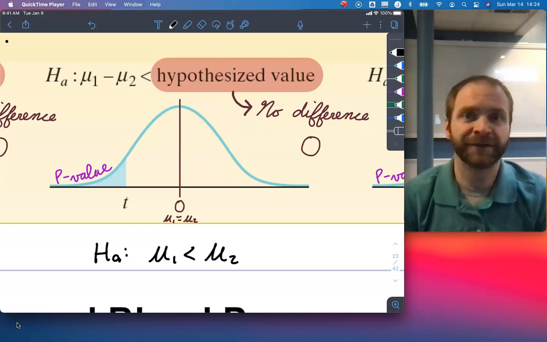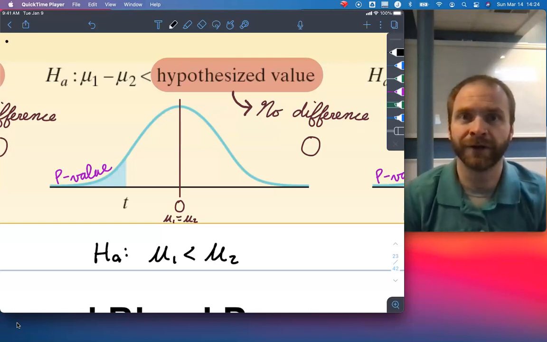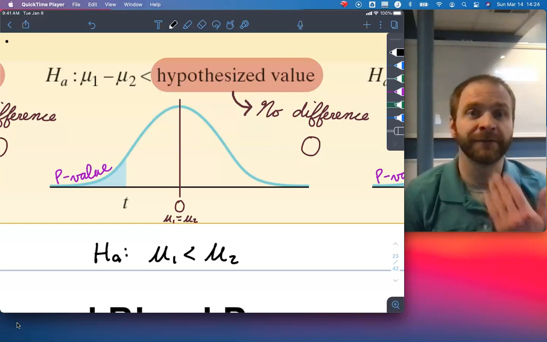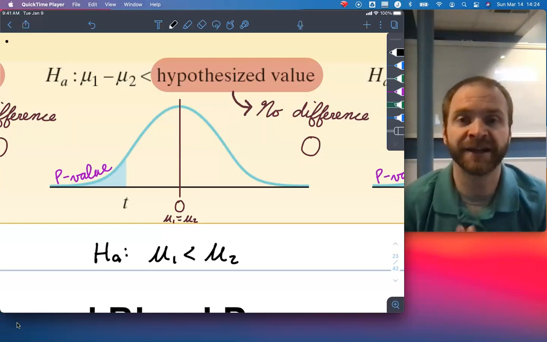So we have these differently. We say mu1 equals mu2 for the null and mu1 less than mu2. So I'm trying to make it relatable to what we've been doing in class. And then you have the two-tailed.